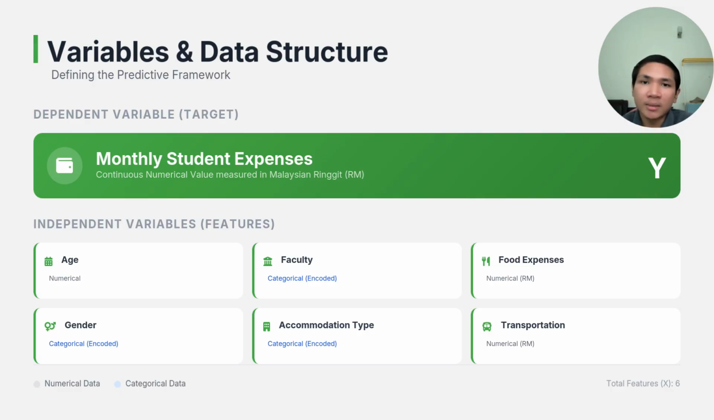Next slide is variables and data structure. Our model looks at several factors. The target variable we want to predict is the total monthly expense. To predict this, we look at features like age, gender, faculty, and specific costs like food, transportation, and the type of accommodation the student lives in.